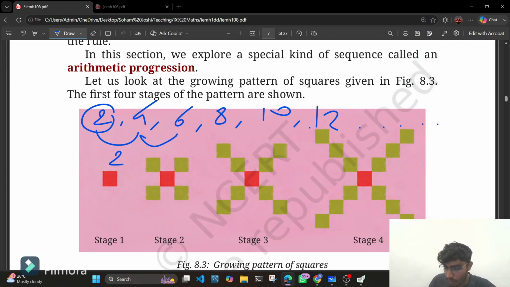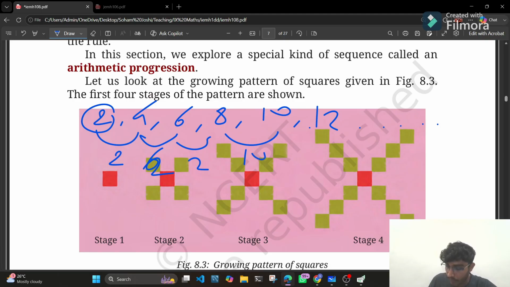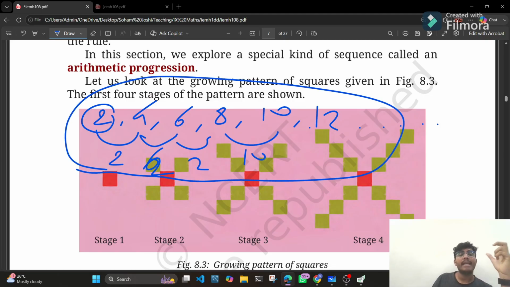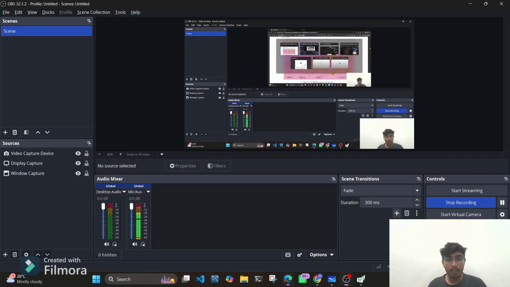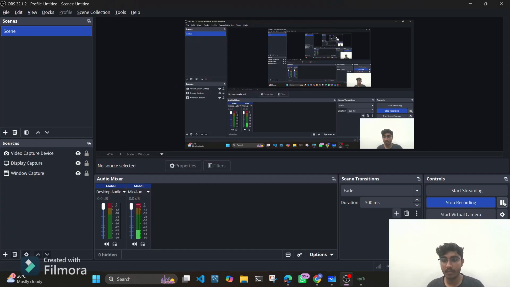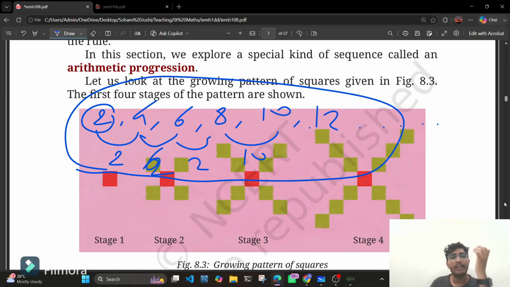If I add 2 to 4, then I get 6. If I again add 2 to 6, I get 8. If I add 2 to 8, I get 10. So this is what we call arithmetic progression, where a constant number is added to the previous term to get the next term. I hope that is clear. So this is how we can define arithmetic progression.